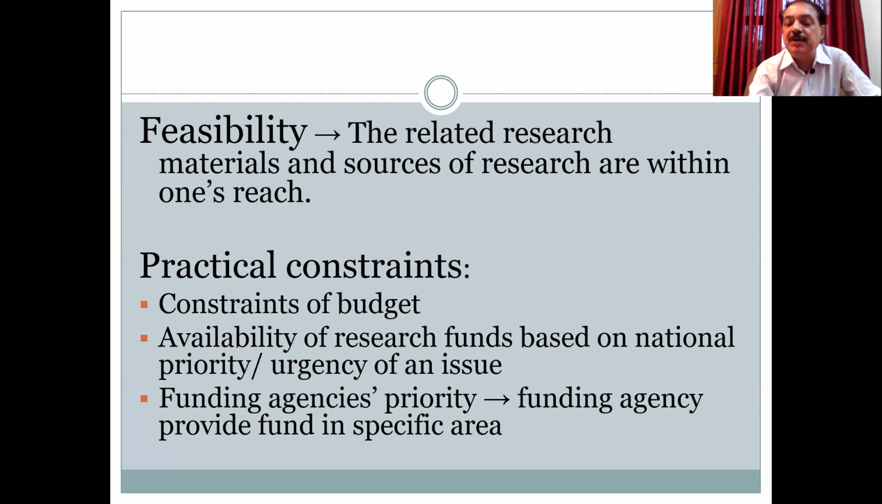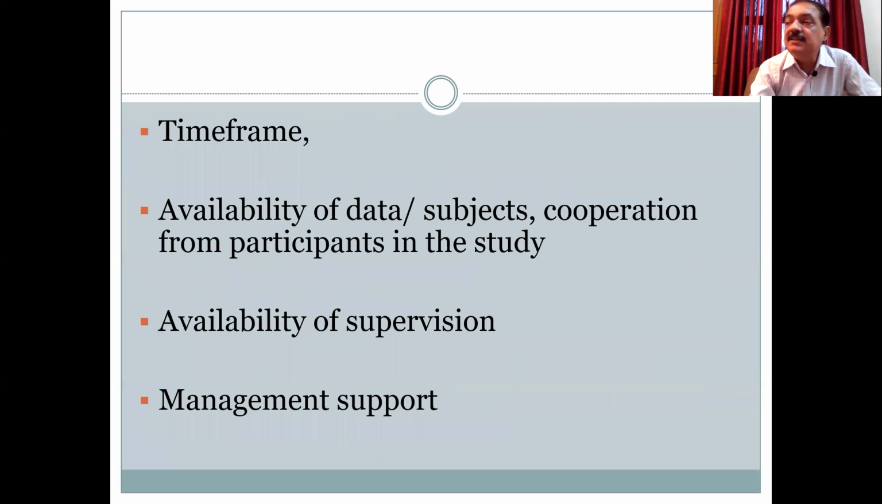Funding agency's priority. A funding agency provides funds in a specific area. So accordingly, you have to find out that in that area, if you're not getting funds, how will you conduct your study? Then there has to be a time frame. The topic you are taking, how much time will it take, whether it is 1 year, 2 years, that you have to decide.